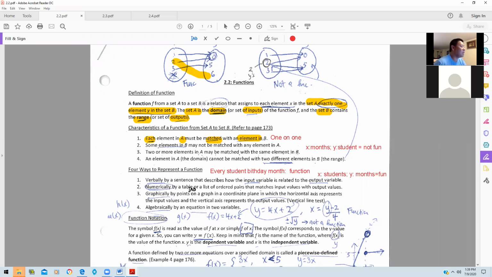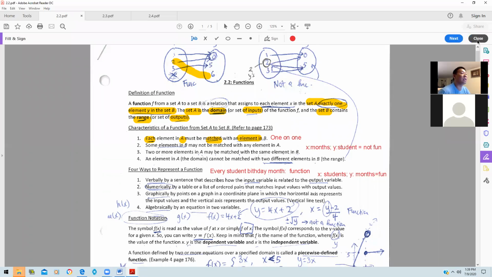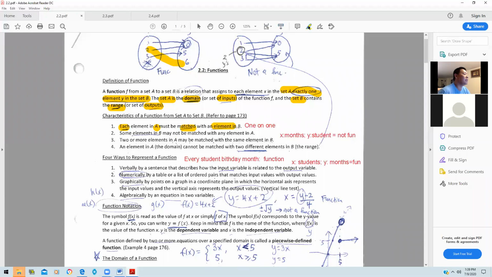Graphically, we use points. How do we figure out graphically that something is a function? It's very easy. You do one test, and that test is called the vertical line test. Some of you have heard that before. So what you do is draw a vertical line. If your vertical line crosses the graph only one time, then it is a function, okay?